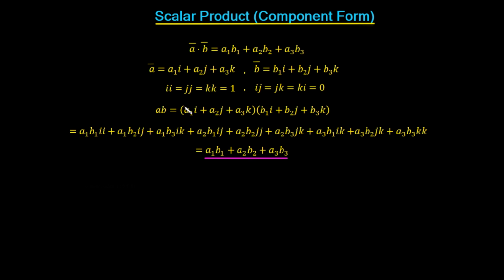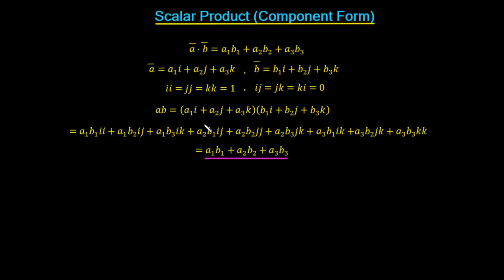We're going to have A1 in the i direction times each of these three, so that's going to give us the first three components. We're going to have A2 in the j direction times each of these three, so that's going to give us another three components. And finally we're going to have A3 in the k direction times all of these three, and that's going to give us a final three components. So we're going to end up with 1, 2, 3, 4, 5, 6, 7, 8, 9 components.